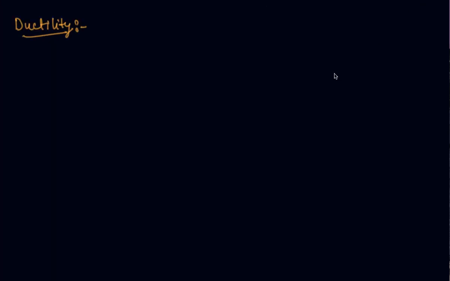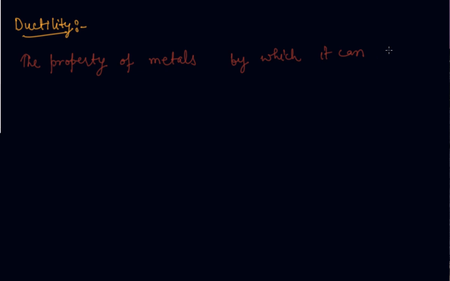Here I am taking the next property, which is ductility. So what does this property say? The property of metals by which they can be drawn into thin wires is called ductility. So students, what is the difference between malleability and ductility?